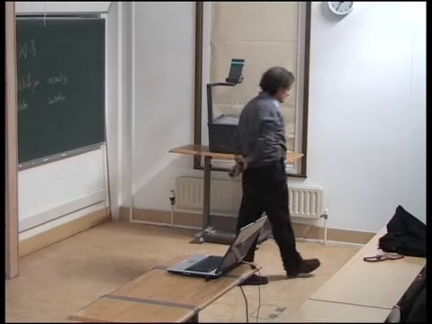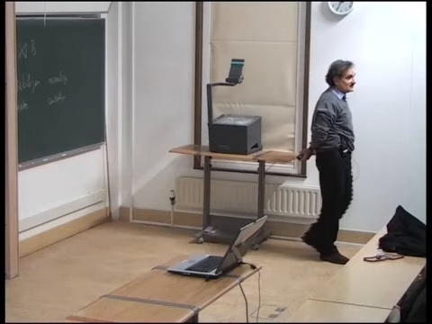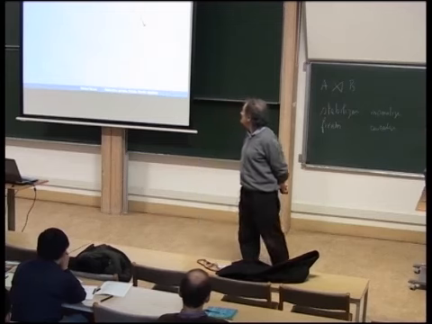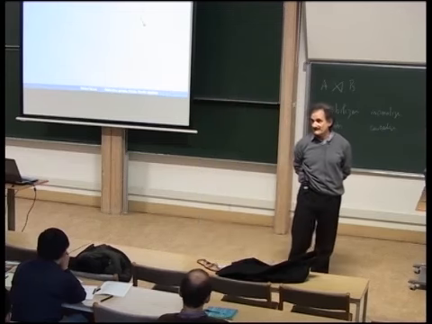So in other words, there is a bijection between the set of hyperplanes A and the set of reflecting lines, because the hyperplane determines the line, and the line determines this height 1 principal ideal, which is ramified. It is ramified if and only if the line is a reflecting line, etc. So there's a bijection between the set of hyperplanes and the set of ramified height 1 prime ideals of S.